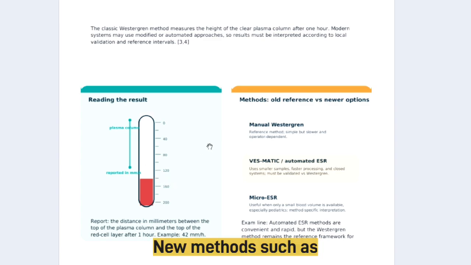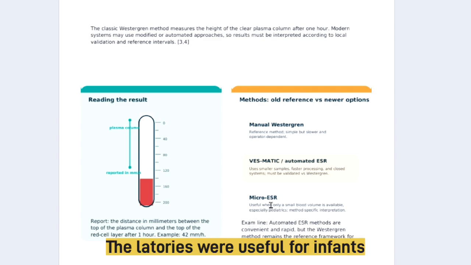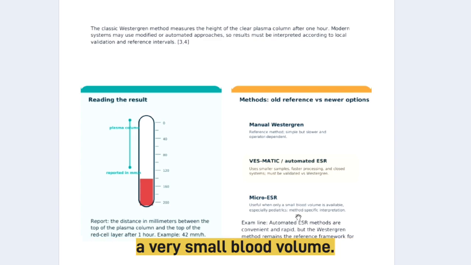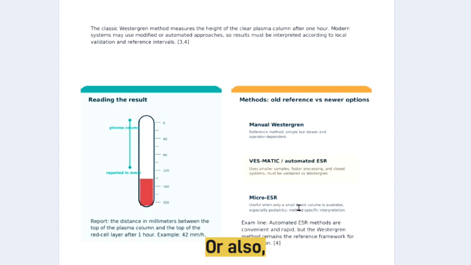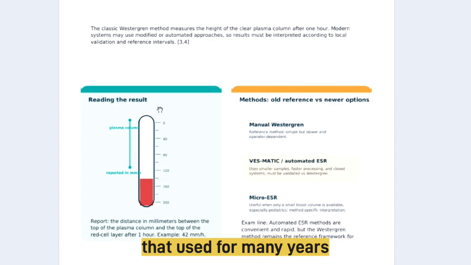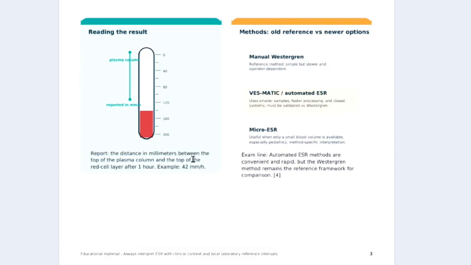New methods such as the Westmatic automated ESR or micro ESR, the latter very useful for infants because they need only a very small blood volume, are little by little replacing the old manual Westergren method that was used for many years in numerous laboratories.